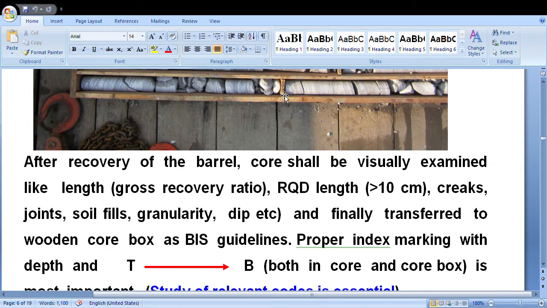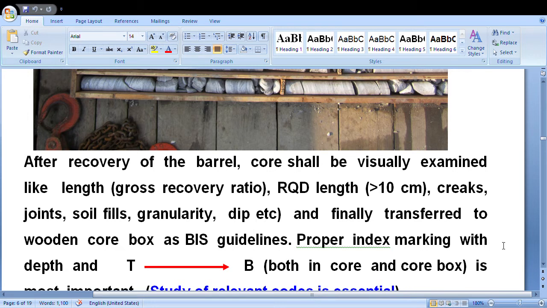Cracks, these cracks are there. Soil fills, granularity, dips, these are the dips, what angle they are, these are the dips you see. And all these are recorded and finally transferred to wooden core boxes as per guidelines.